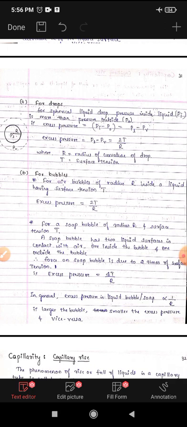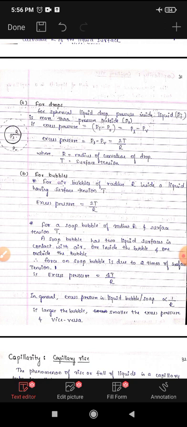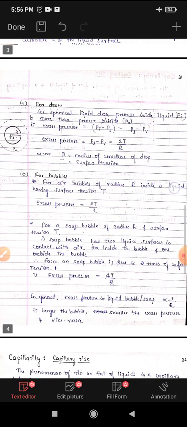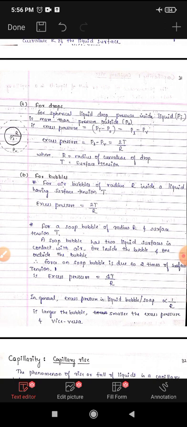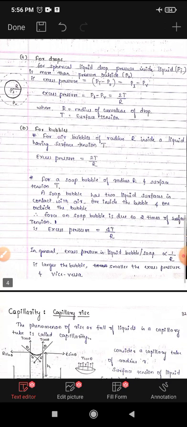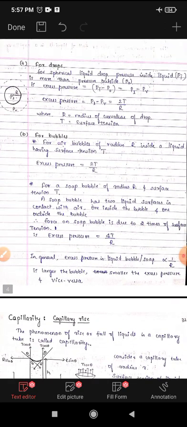And next, for the bubbles. For air bubbles and also for soap bubbles. For air bubbles it is the same as that of the drops. Air bubbles have the radius R inside the liquid and surface tension T. So the excess pressure will be the same as that of the drops, that is 2T by R. But for soap bubbles of radius R and surface tension T, a soap bubble has two liquid surfaces in contact with air. Whatever the soap bubble is, it has two surfaces which are in contact with the air, that is inside and outside.